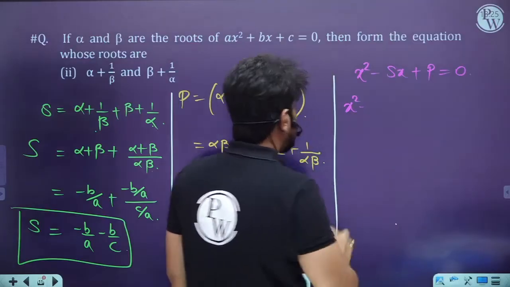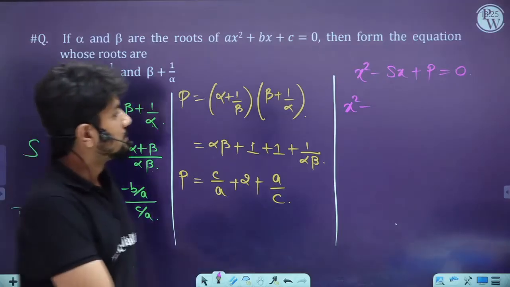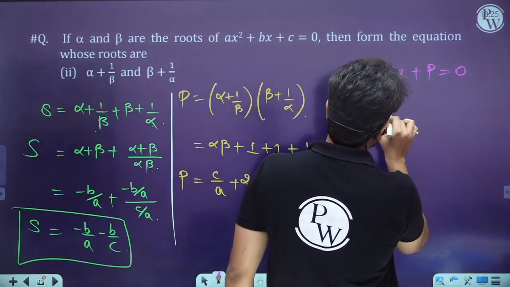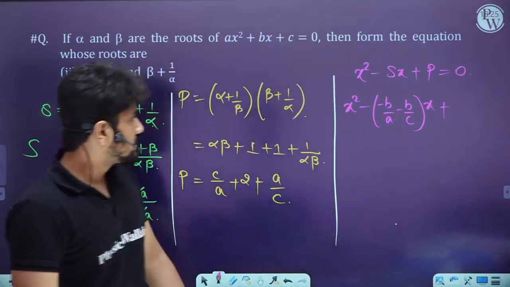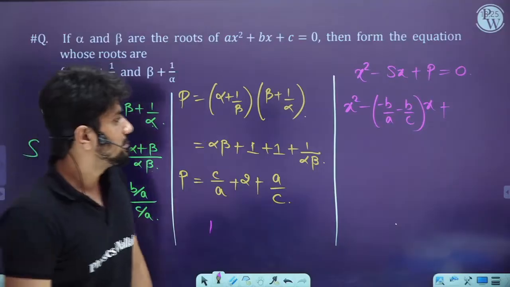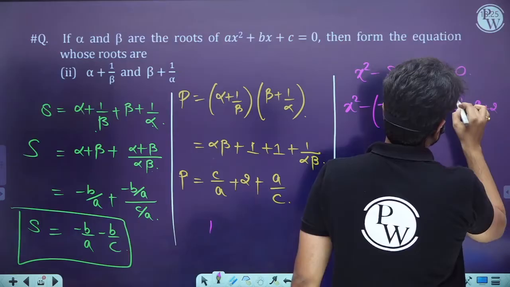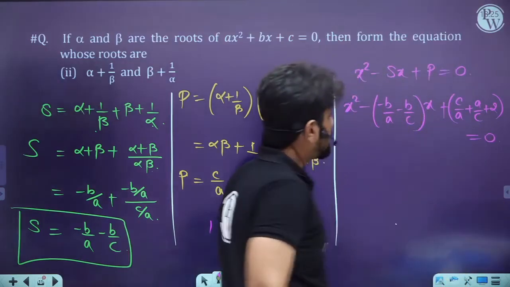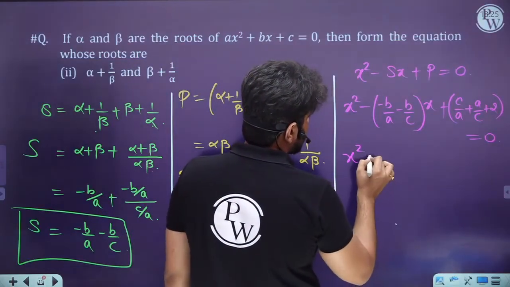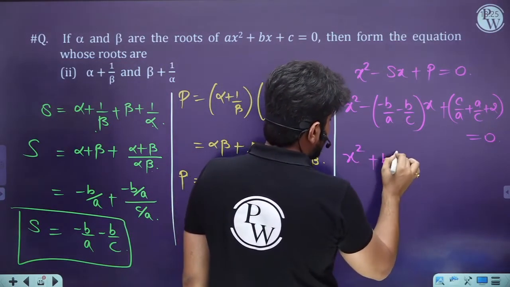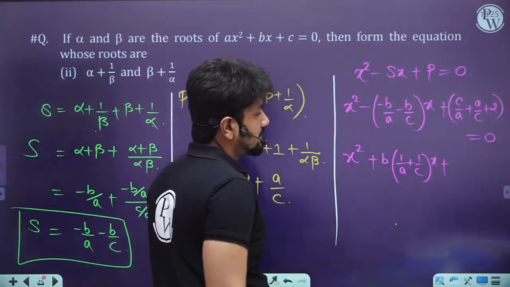So x square minus, what is the sum of the roots? Minus b by a minus b by c. So minus b by a minus b by c times x plus, what's the product of the roots? c by a plus a by c plus 2. This is the product of the roots is equal to 0. This is our required equation, which is x square plus, if you take b common, we get 1 by a plus 1 by c times x, plus we have this.